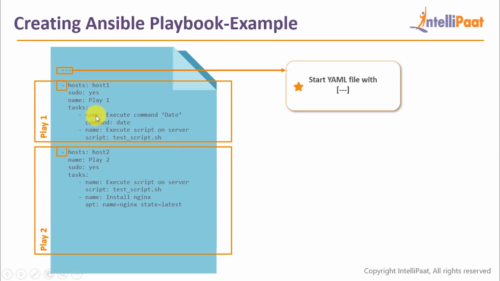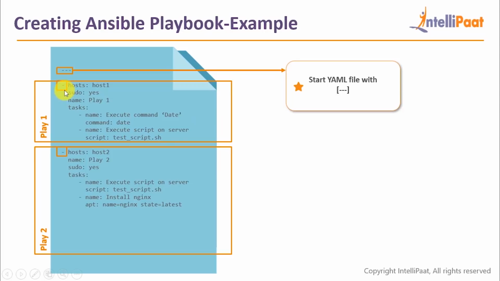So in this I have two tasks. One is execute command date. The next task is execute script on server. Every task will start with a name and has to be followed by a hyphen. Hyphen marks the beginning of a new task. You specify the name of that task and then you specify how that task will be executed. For example, in this case there should be a command which is being executed. In the next case there should be a script which has to be executed. The syntax will remain like this.